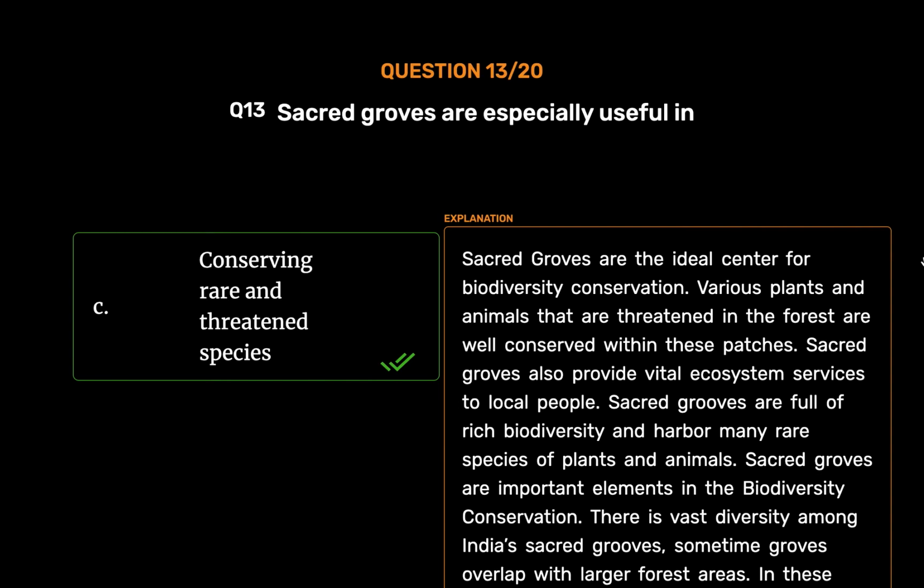There is vast diversity among India's sacred groves. Sometimes groves overlap with larger forest areas. In these patches, people do not cut wood for domestic use. Sacred groves play a significant role in biodiversity conservation.